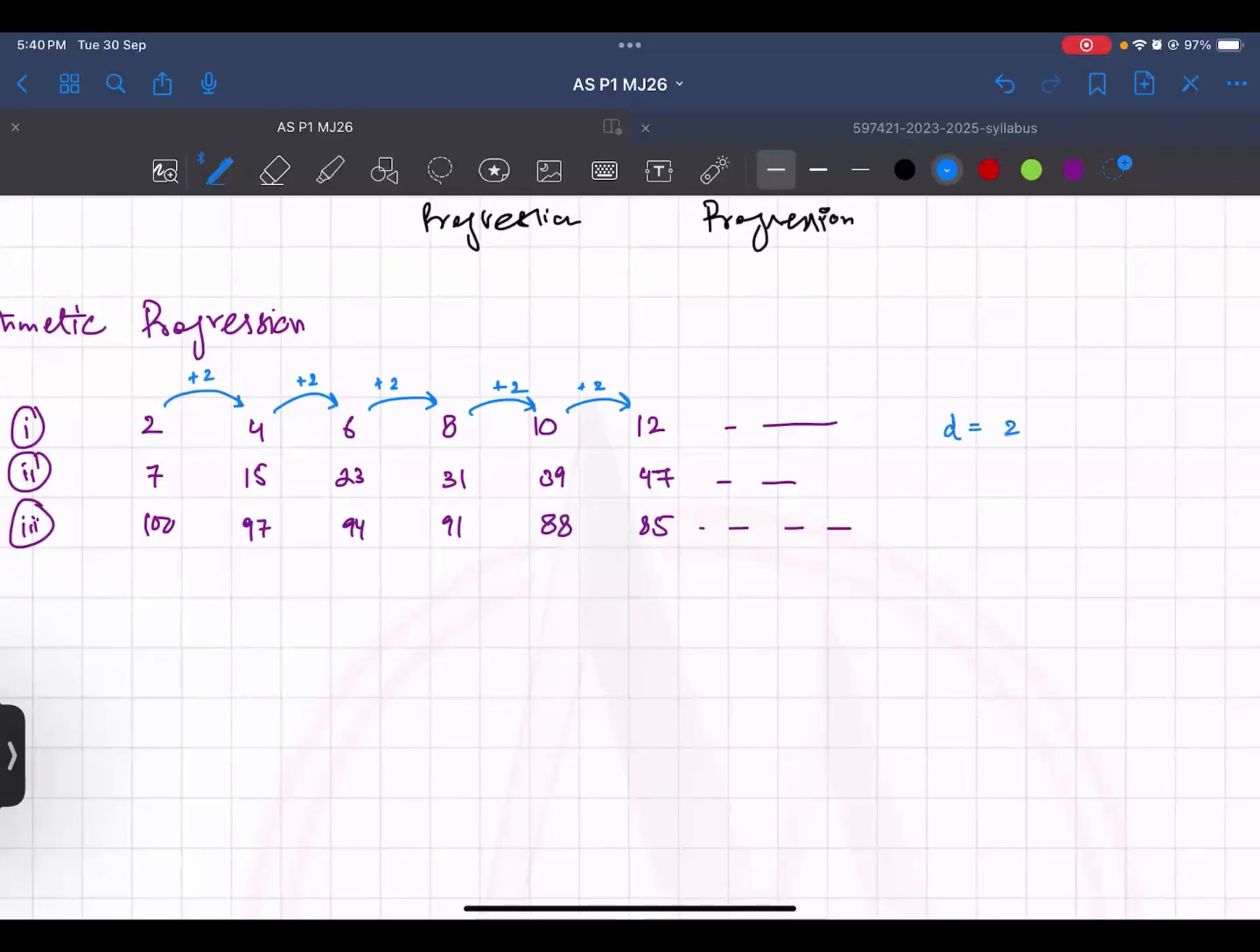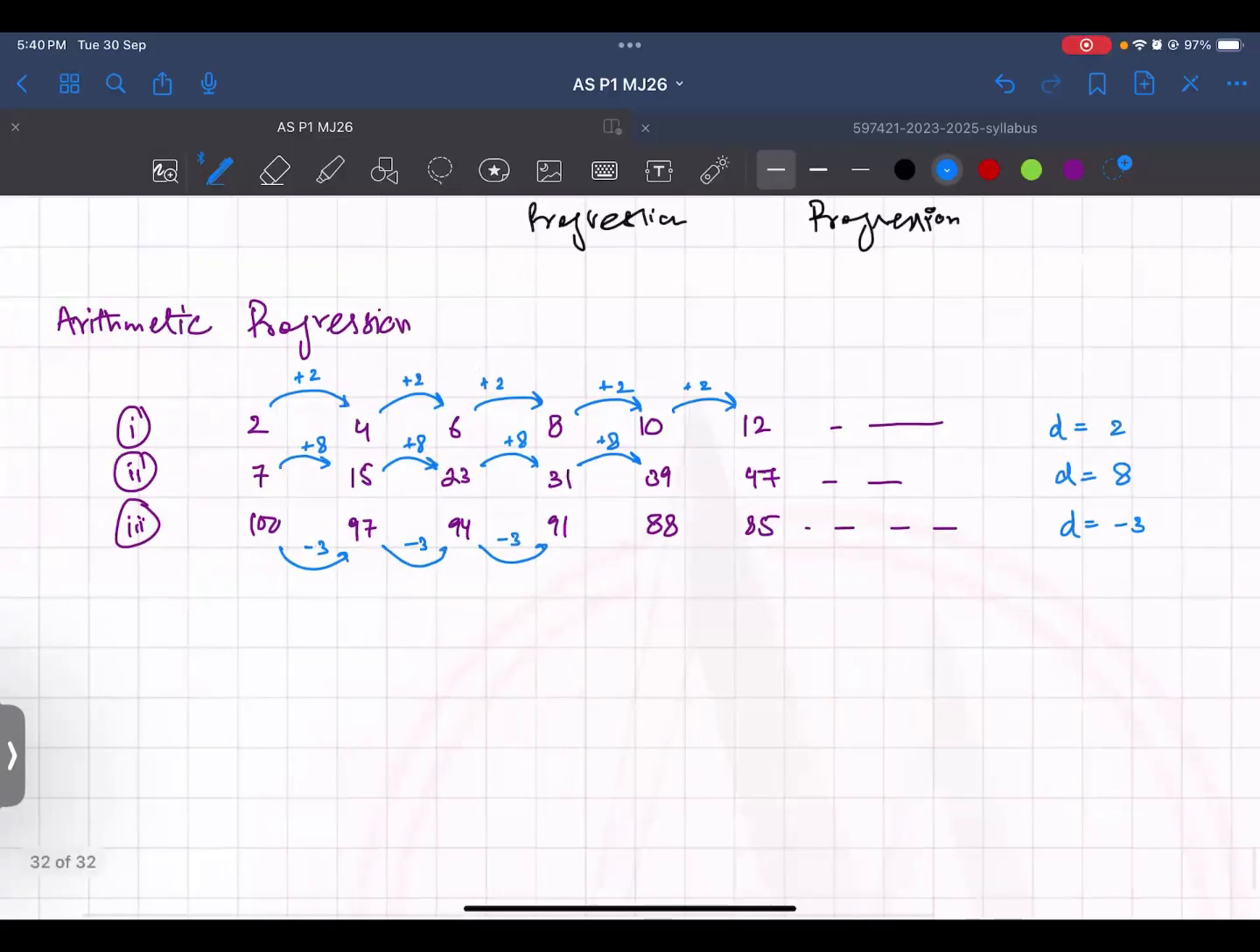This is constant 2. Similarly, for the next one, it is plus 8. Then again plus 8. Then again plus 8. So this is also an arithmetic progression, AP. So the D over here is 8. In this example, it is minus 3, minus 3, minus 3. Similarly, it will keep on going. If you want the next term, you would just subtract 3 from the previous one. So the D over here is minus 3.